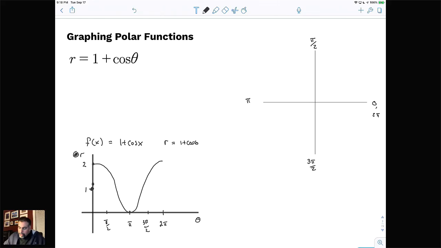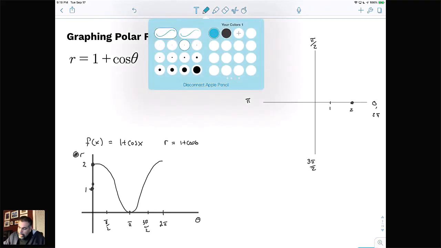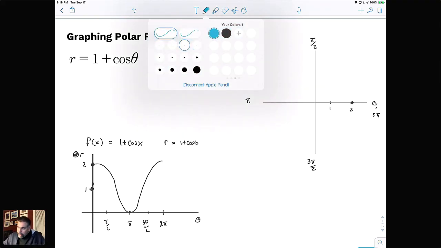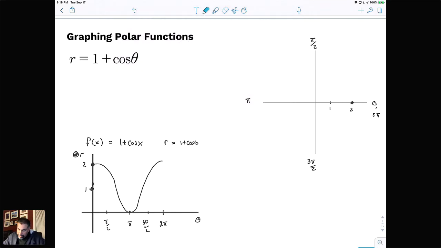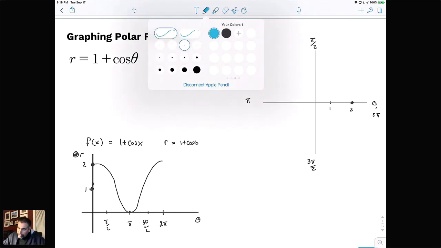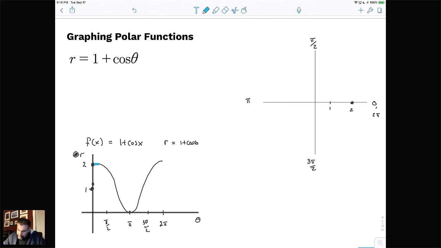So when I start talking about the point 0, 2, that means to rotate 0 degrees and walk out 2 steps. So all I'm doing is going 1, 2, and I'm putting my first point right there. Okay, so that corresponds to this point right here. So from here, I'm going to try to chunk this a little bit. And what I mean by that is I am now going to follow the graph from theta equals 0 to theta equals pi over 2, which is this part of the graph right here.